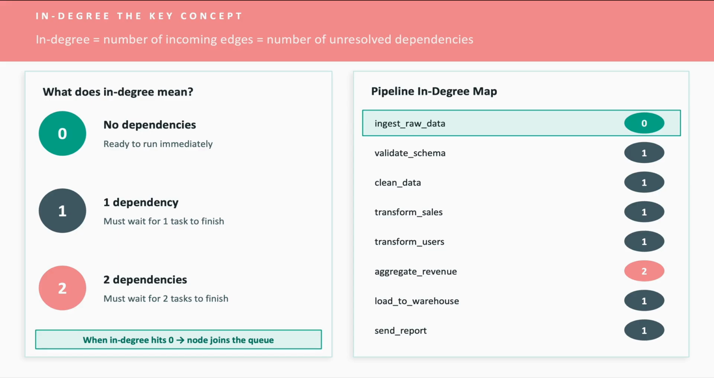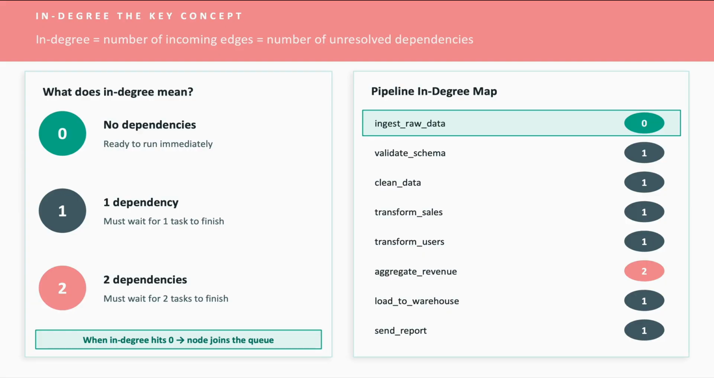Now let's talk about the in-degree. Let me make the in-degree concept concrete before we look at the code. The in-degree is just how many tasks must complete before this one can start. In-degree 0 means no prerequisites, run it immediately. In-degree 1, one task must finish first. In-degree 2, two tasks must finish first, etc.